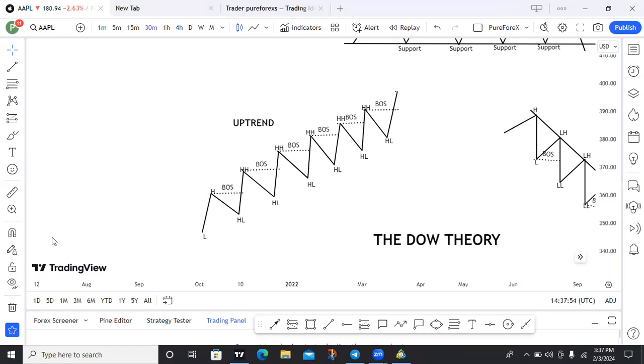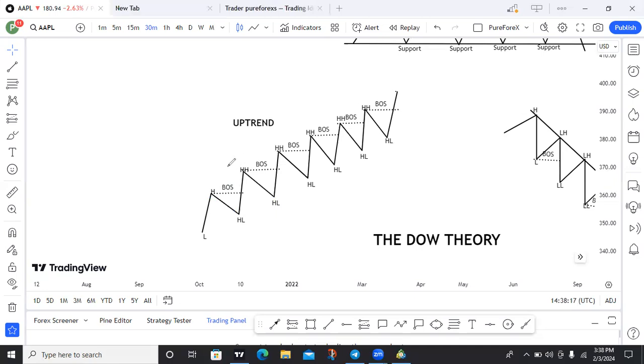But how will you know, between sellers and buyers, who is in control? It is because of what? The knowledge of market structure. Market structure tells us between buyers and sellers who is in control. It gives us an in-depth knowledge that buyers are in control or sellers are in control. And that is why we study characteristics of an uptrend.